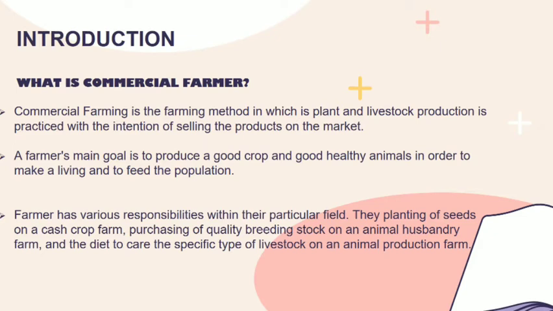First, what is a commercial farmer? Commercial farming is the farming method in which plant and livestock production is practiced with the intention of selling the product on the market. A farmer's main goal is to produce a good crop and good healthy animals in order to make a living and to feed the population.